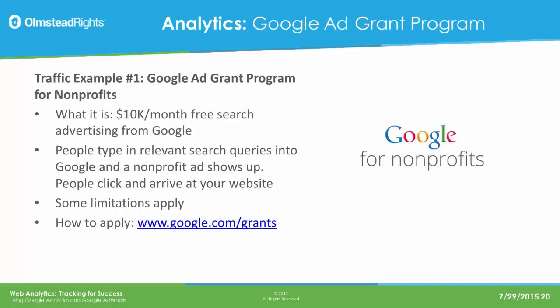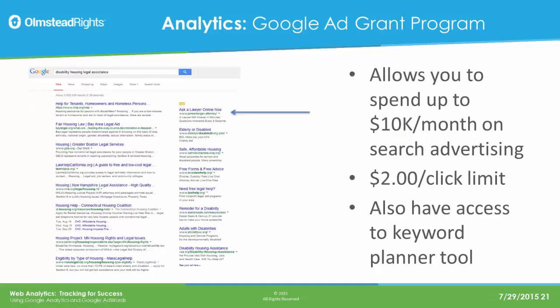I want to talk briefly before we get into the metrics, because you'll start to see some of this again on the Google Ad Grant. Talley talked about this. It's $10,000 a month of free advertising. People type in the relevant search queries, and a nonprofit can show up, and you can click. And there's some limitations apply. I don't think they take religious organizations, and they have some other criteria.